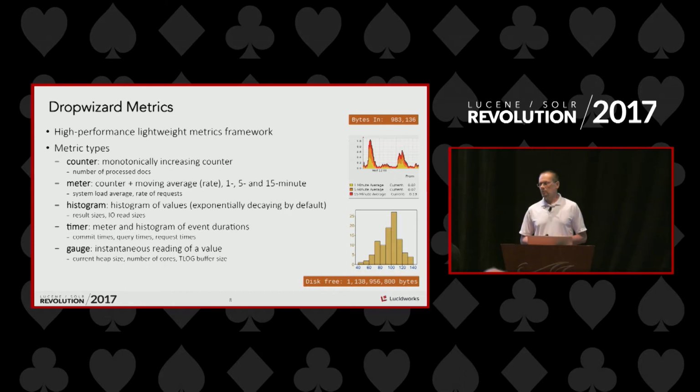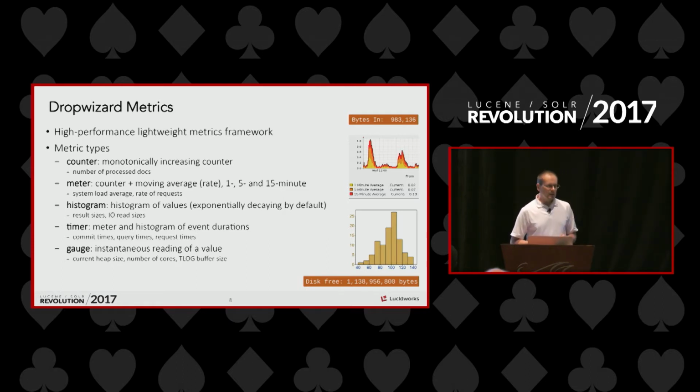Another type of metric that is supported by this library is the histogram. Histogram is basically a histogram of values. So histogram metrics collect values, for example, request sizes or document sizes or I/O read sizes, and they put them into bins to try to approximate the distribution of sizes of values, right? All these histograms are exponentially decaying, so they keep the most recent 5 minutes of data.